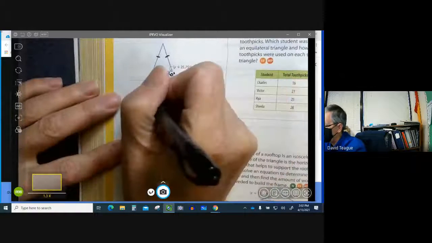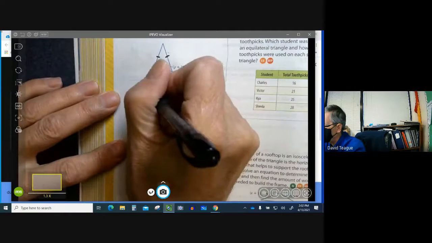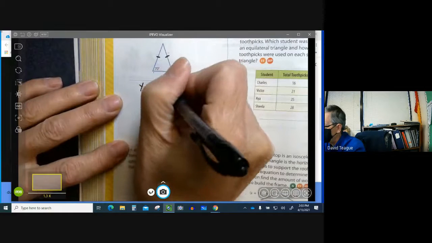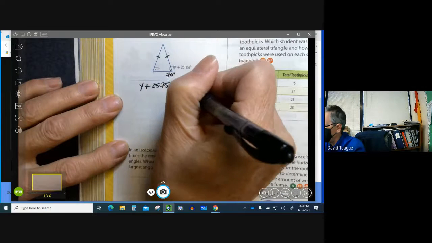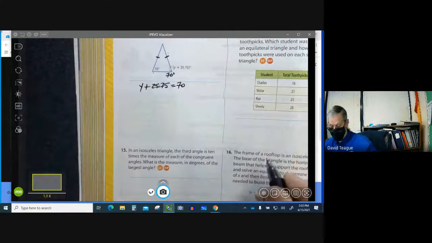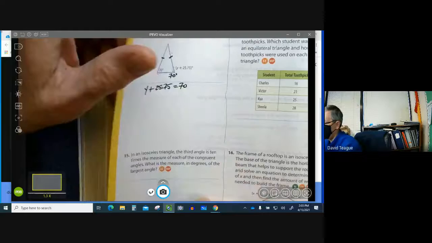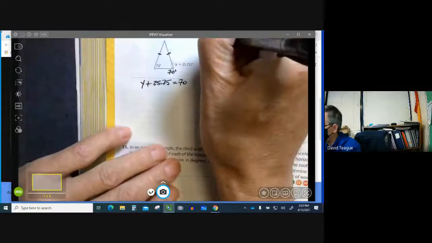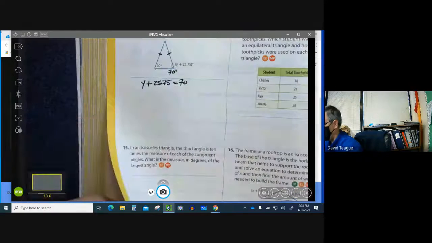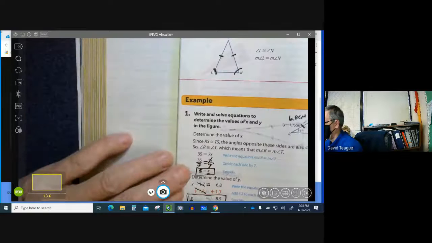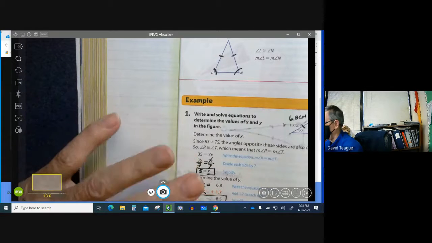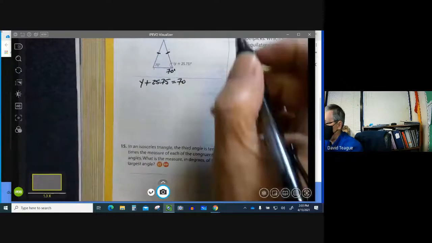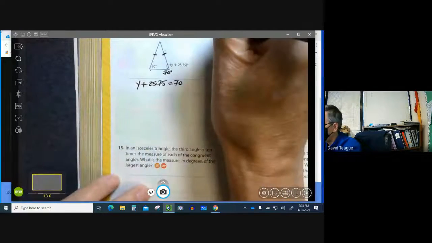So now we can write an equation, y plus 25.75 is equal to 70. Okay. So if you need help to figure out how to do that, you can go to page 694. And there's an example of exactly doing that very same problem. Okay, that's 13. Number 14 is the next question.